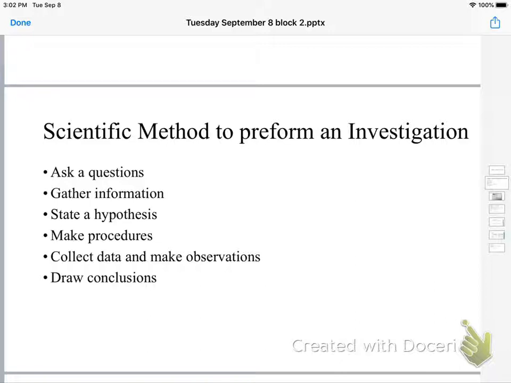Be sure to copy everything that's on this slide into your science notebook on a new page. We will continue to talk about the scientific method this week.